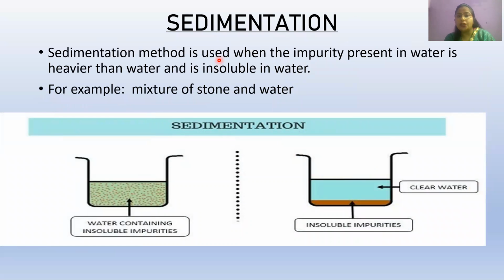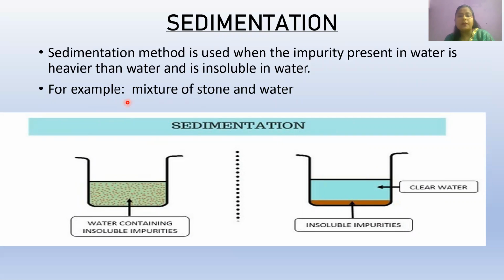The sedimentation method is used when the impurity present in water is heavier than water and is insoluble in water. There are two conditions where we use the sedimentation method. First, the impurity should be heavier than water, and second, it should be insoluble in water. If the impurity is soluble in water, then we will not use the sedimentation method. We will only use it when the impurity is heavier than water and insoluble in water.